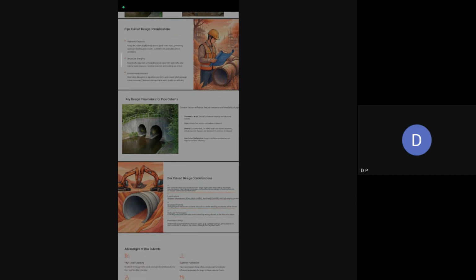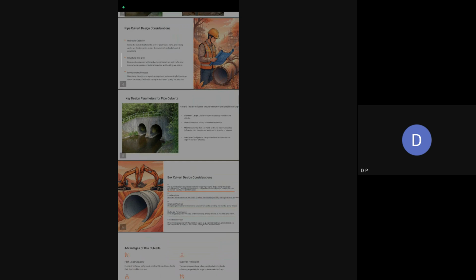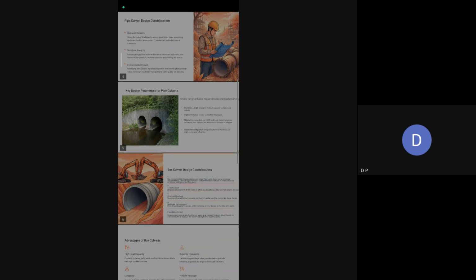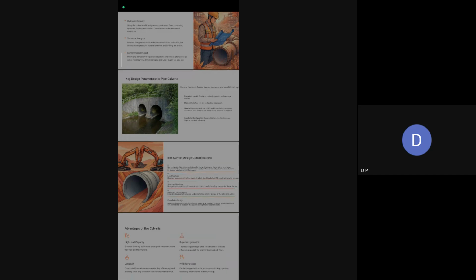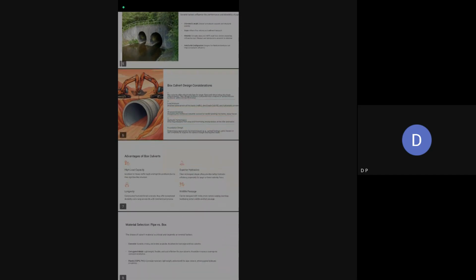Next, key design parameters for pipe culverts. Several factors influence the performance and durability of pipe culverts: diameter and length, slope, material, inlet and outlet configuration. Next, box culvert design considerations.